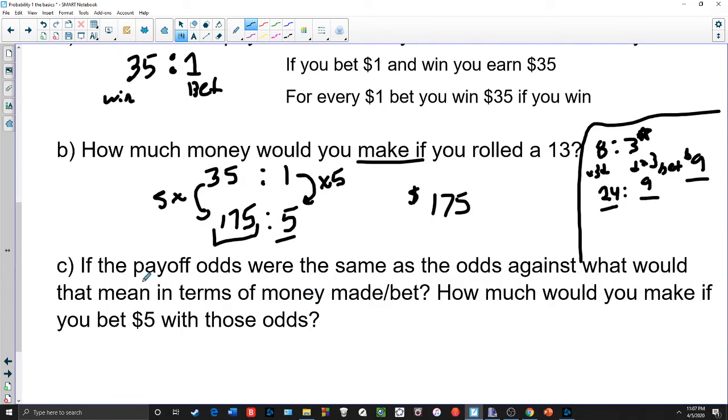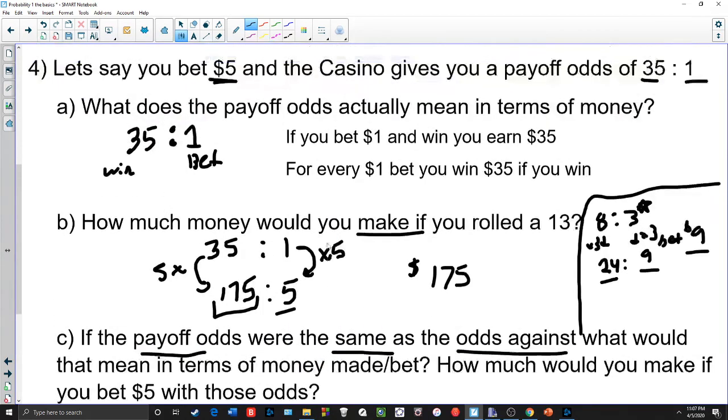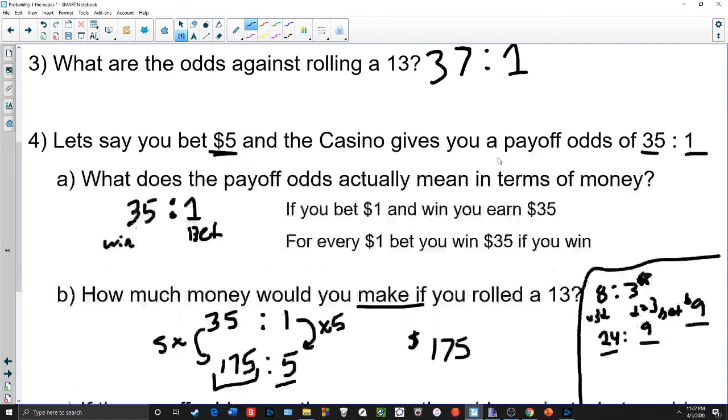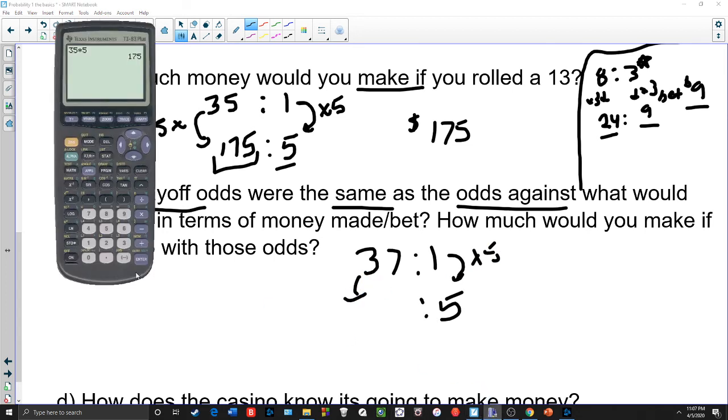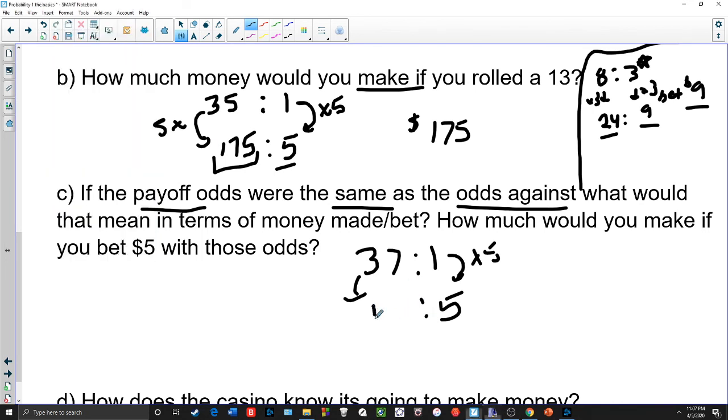So if the payoff odds were the same as the odds against, which we just said were 37 to 1, and I bet $5, that means I would make 37 times 5, which gives me 185. So I would make $185 off of a $5 bet if the payoff odds were the same as the odds against, because the odds against are a little bit higher, since it's a little bit more rare to roll a 13 than a 35 to 1. It's actually a 37 to 1.